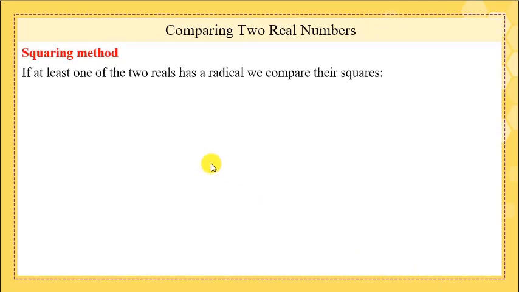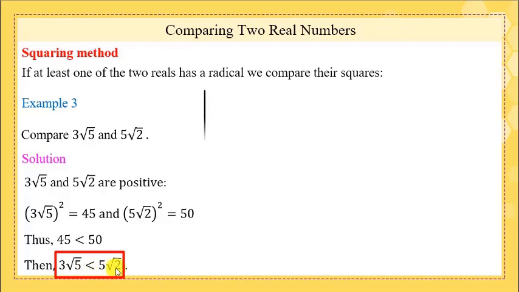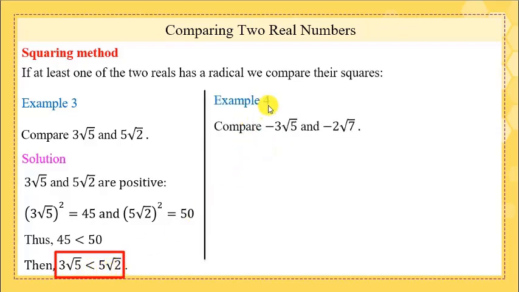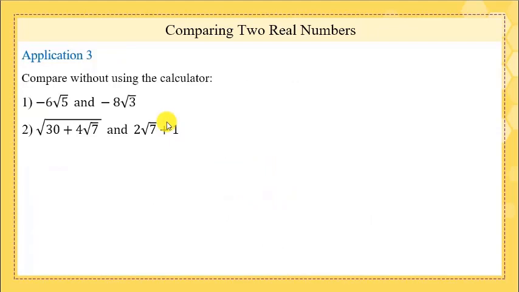Squaring method. We square the two numbers that should be compared. If these numbers contain a radical, we square these two numbers, we get 45 and 50, and 45 is less than 50, therefore 3 radical 5 is less than 5 radical 2. But if these two numbers are negative, we also square these two numbers, we get 45 and 28, 45 is greater than 28, but in the last step, we reverse the order since the initial numbers are negative. Application 3. Stop the video and try.